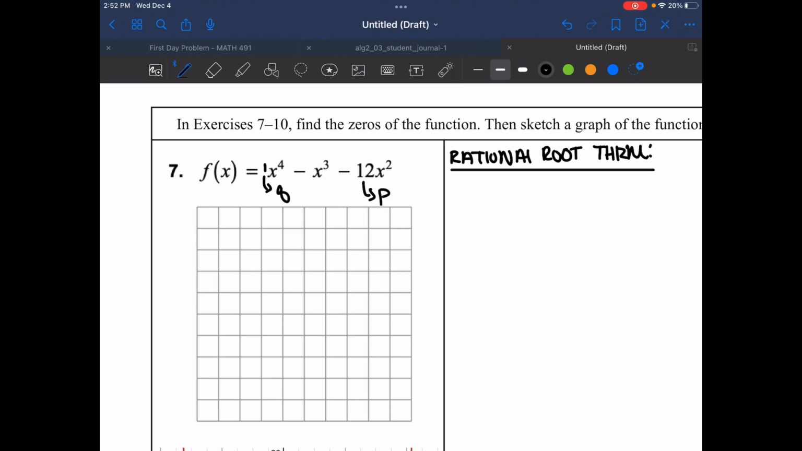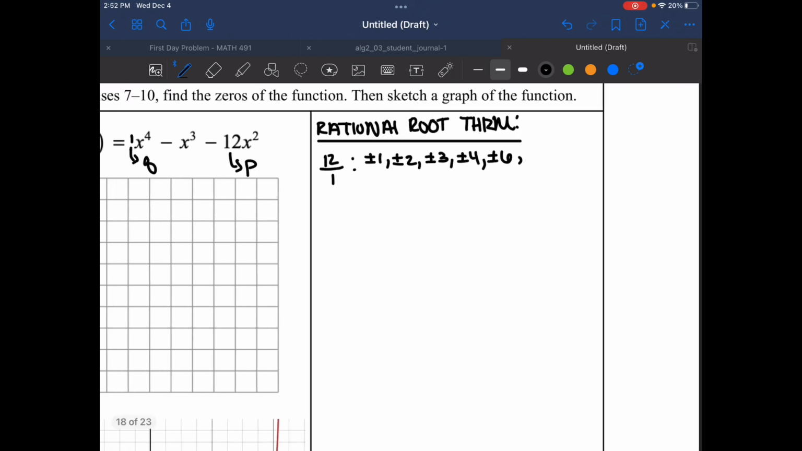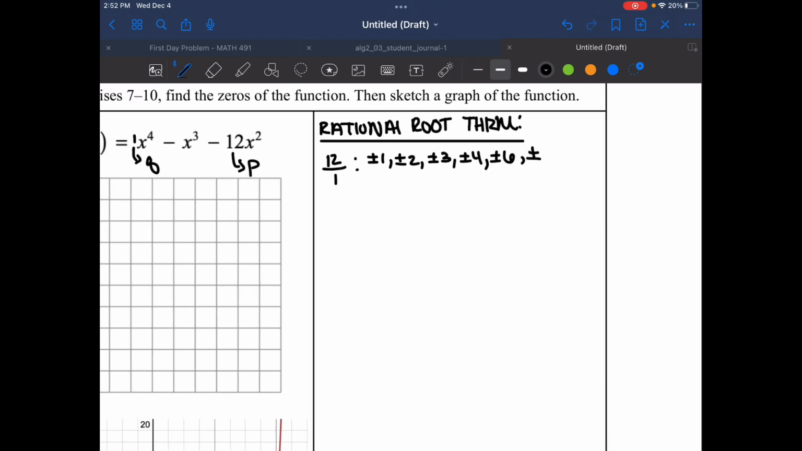So as my p, we're going to take 12 over 1, and we're going to write all the factors of 12. So plus or minus 1, plus or minus 2, plus or minus 3, plus or minus 4. Not 5, but 6 works. 7, no. 8, no. 9, no. 10, 11, 12 also works. All over, the only factor of 1 is 1.